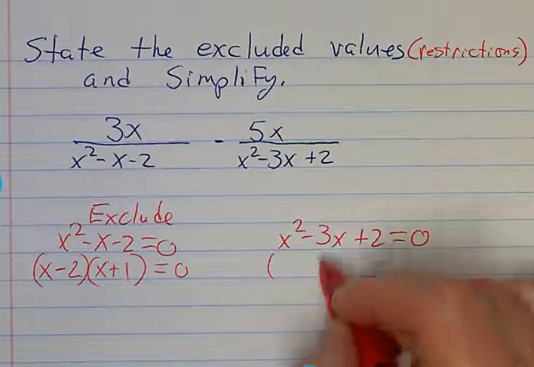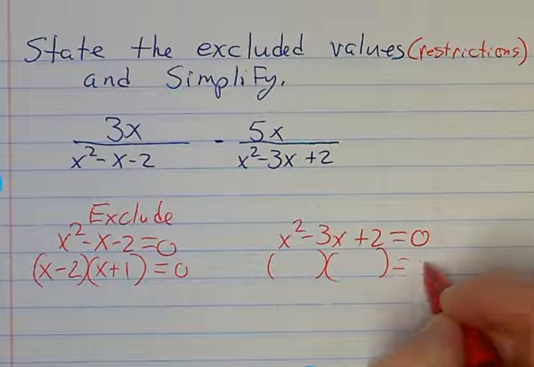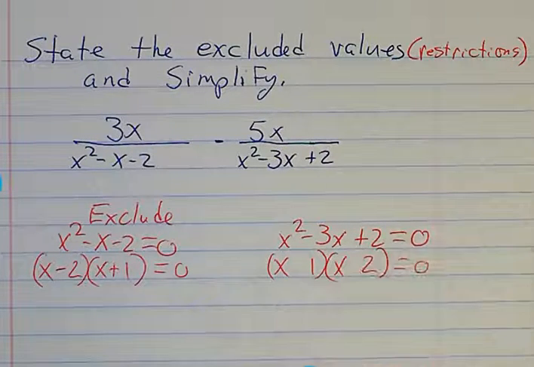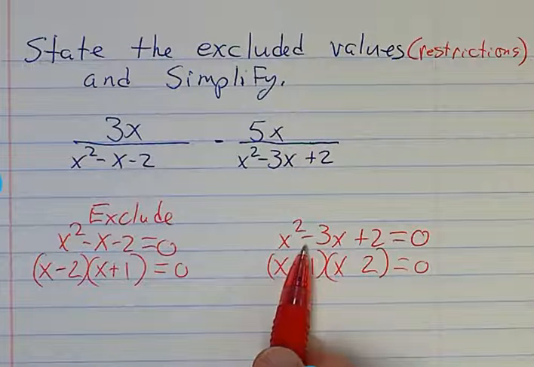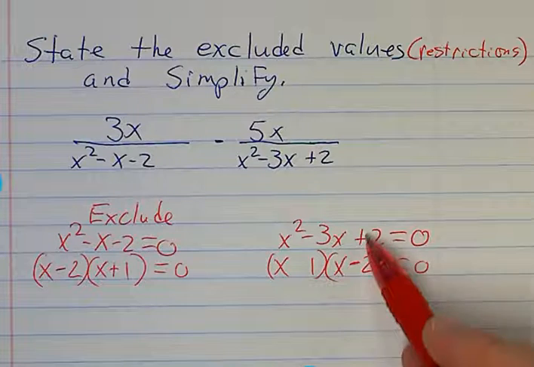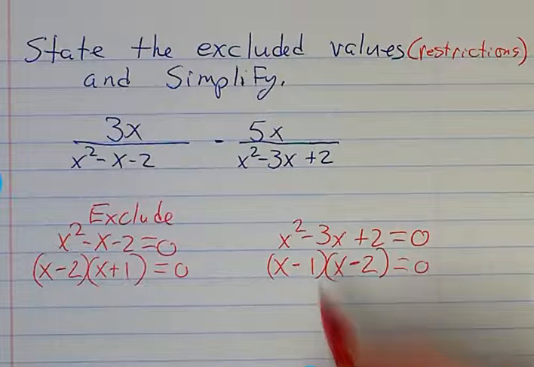And for this one, same number, just different signs. So it has to be 1 and 2. In that case, the b term is negative, so the bigger number has to be negative. And if you do a positive divided by negative, that means the other number is going to have to be a negative.